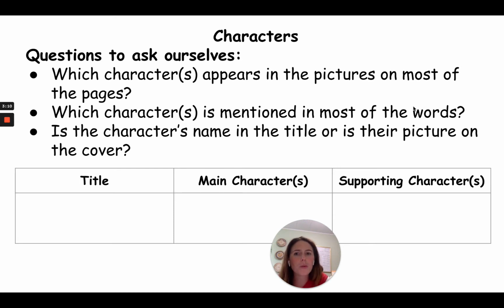And the last question we can ask ourselves is, is the character's name in the title or is their picture on the cover? So sometimes the character is right on the cover and the book is named after them. That's another really good clue. So on the next slide, we're going to listen to a story about Poppleton. And then you're going to come back and we're going to look at this chart and fill it in for the Poppleton book.